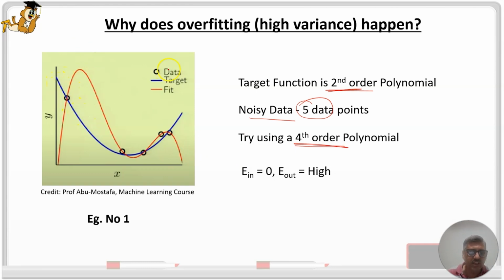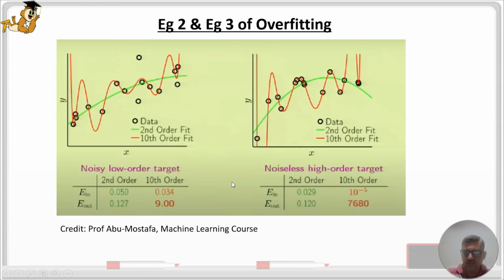So the blue curve is the target function, which is a second order polynomial, like we said. The black dots may lie on the blue curve or slightly away from the blue curve. There is some noise. So the black circles that are indicated here are not exactly on the blue curve because of the noise. And there are 5 of these. And we try to mathematically fit a fourth order polynomial, which is the red curve, into these 5 data points that we have.